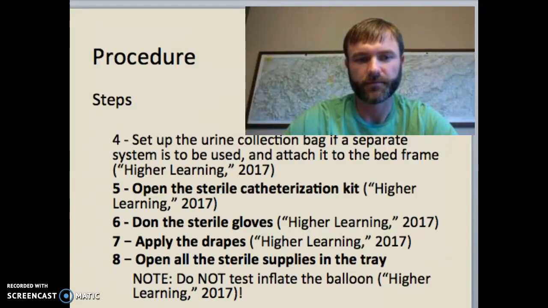Number 8, open all the sterile supplies in the tray. Remove the plastic sheath covering the catheter. Squirt the lubricant into the tray and lay the catheter in the tray with the tip in the lubricant. Pour the antiseptic solution over the cotton balls. Unwrap and attach the 10 milliliter syringe of water to the balloon port. If no kit is used, ensure that the drainage end of the catheter is in the basin and this is within reach for urine drainage.